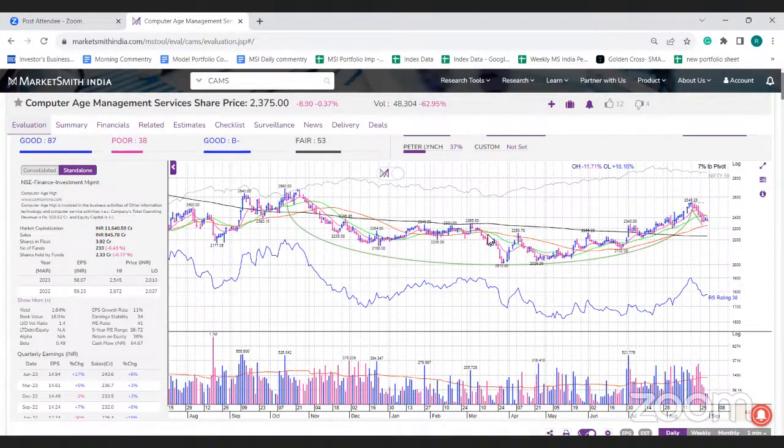You can keep that 50 DMA as a stop loss level, and a fresh entry is not advised at the current moment. The RS line is not looking good, and the base formation is also not ideal. In this current market scenario, it's better to go with stocks only when they have good base formation and good ratings.